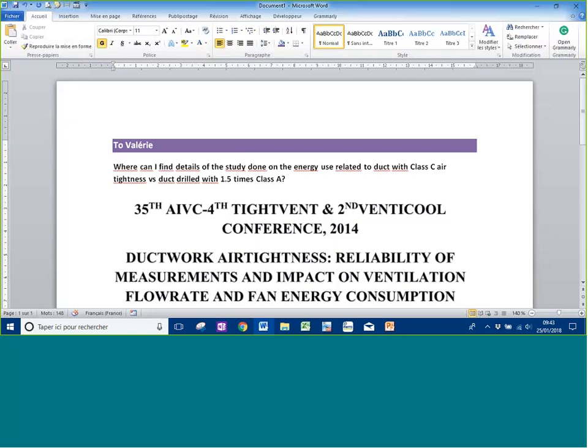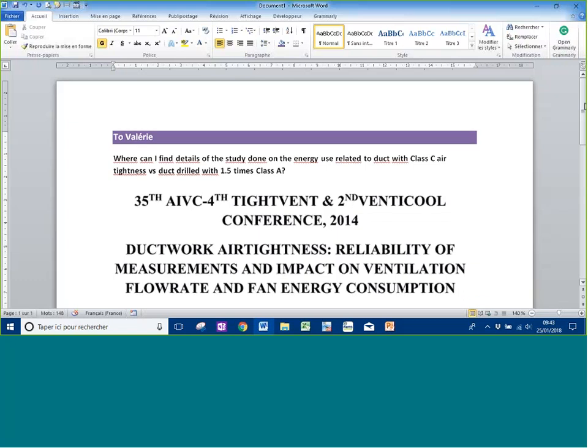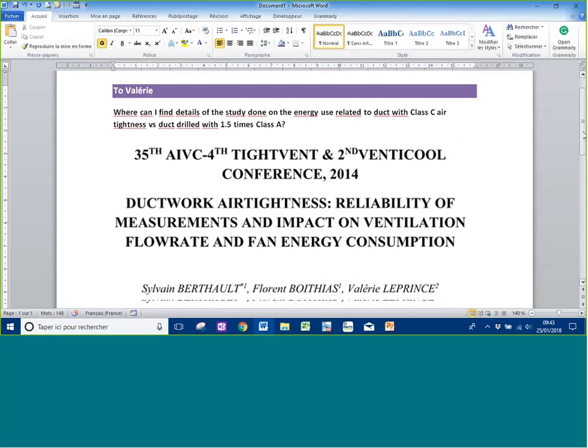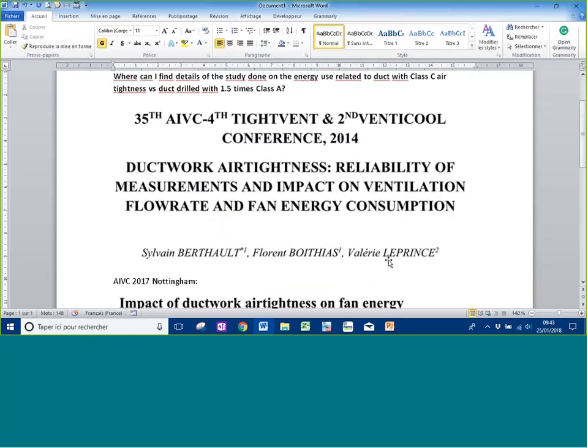Okay. So there was a question: where can I find details on the study done on the energy use related to ducts with class C air leakage and drilled to class A? In fact, the publication on this specific work, the laboratory replication of the real ductwork, is in a publication of AIVC in 2014. It was in Poznan, I think. So you have here the title of the study and the authors of the study, and you can find it on Airbase.